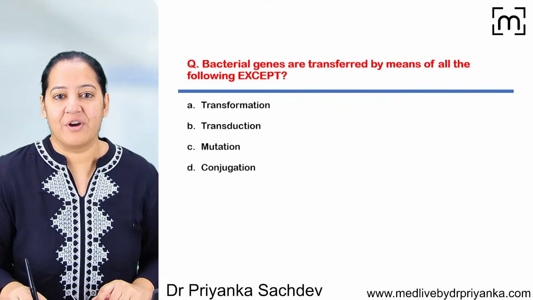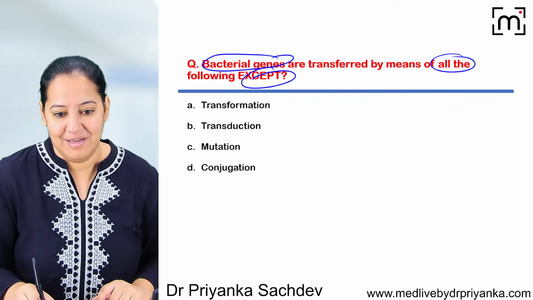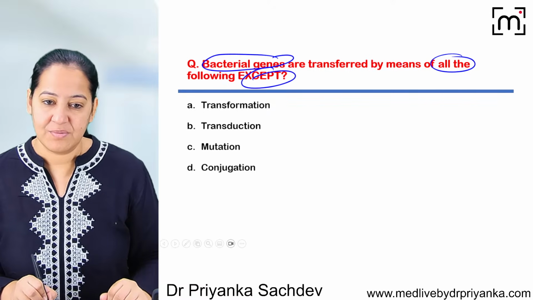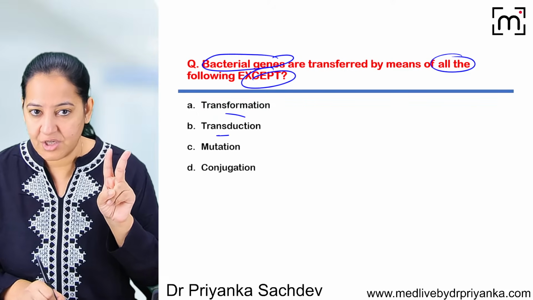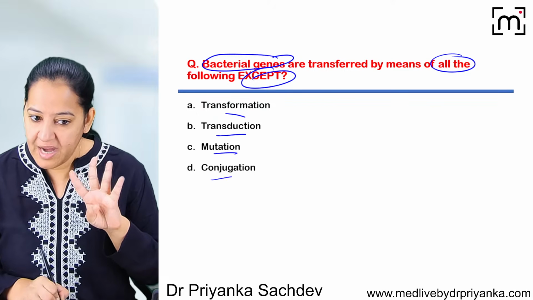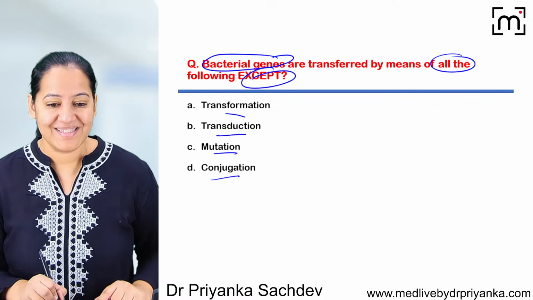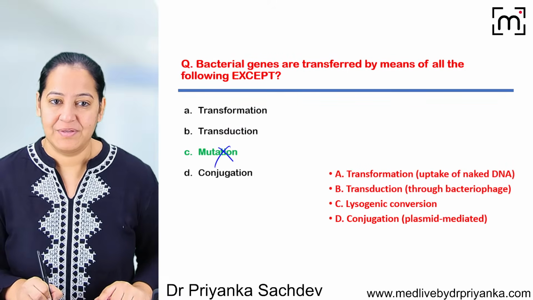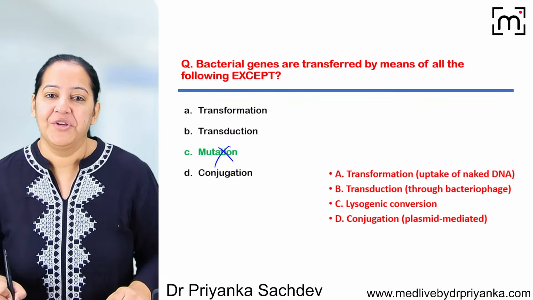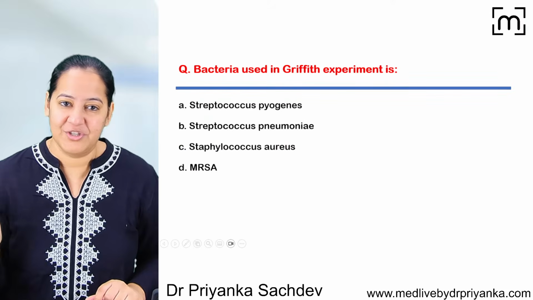The first question is in front of you. Bacterial genes are transferred by means of all of the following except. So which of the following is not a method of gene transfer? I told you 4 methods of gene transfer. Transformation was there or not there? Transduction was there or not there? Mutation and conjugation. I guess the question is super simple. Can you answer in the chat box? What is the correct answer? Of course, mutation is not a way of gene transfer. The 4th way is the lysogenic conversion. You know what the 4 ways are. Definitely mutation is not a way.